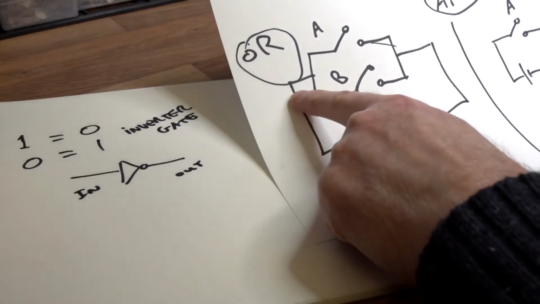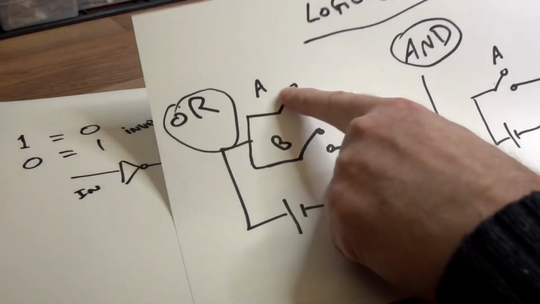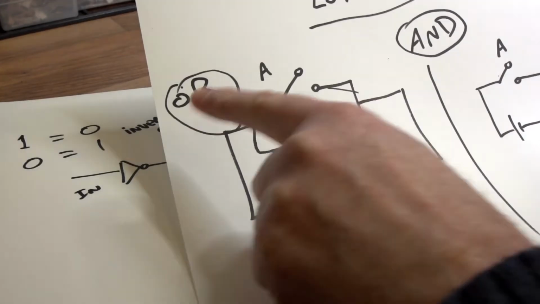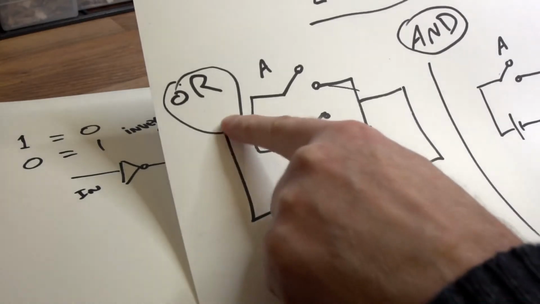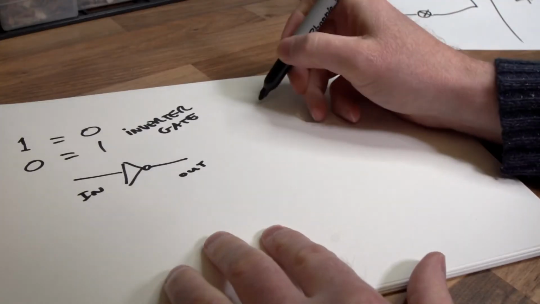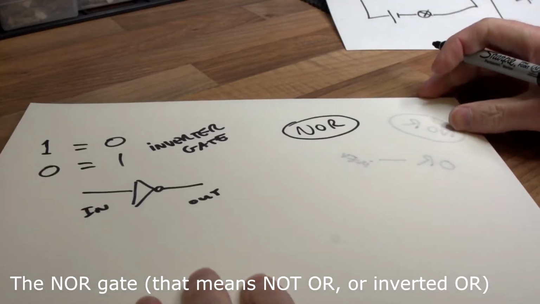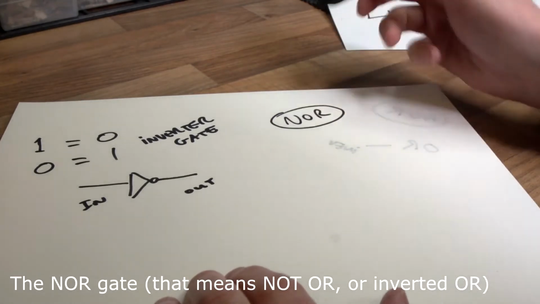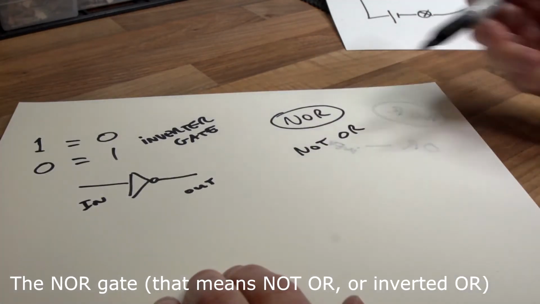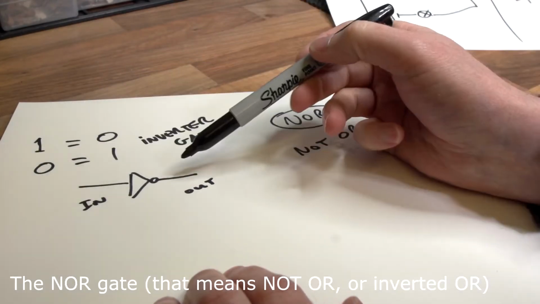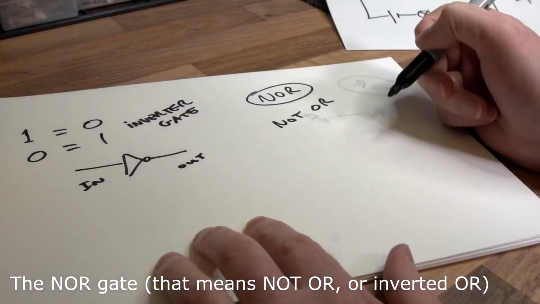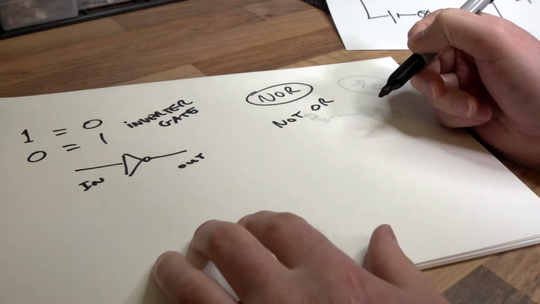Now, if we want to look at other gates, now that we know what this is all about, let's take our OR gate, where A or B can equal an output. But let's invert the output and turn this into a NOR gate. Okay, a NOR. Now with a NOR gate, the N stands for not or. Not or. And not means the reverse. It's inverted.